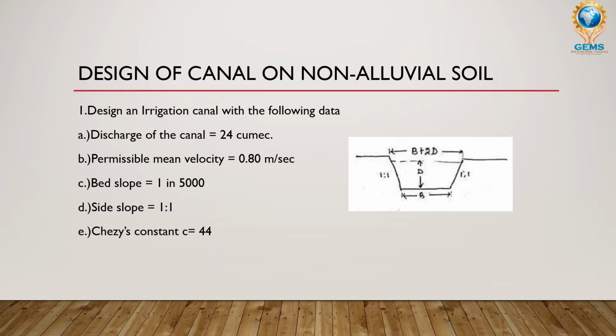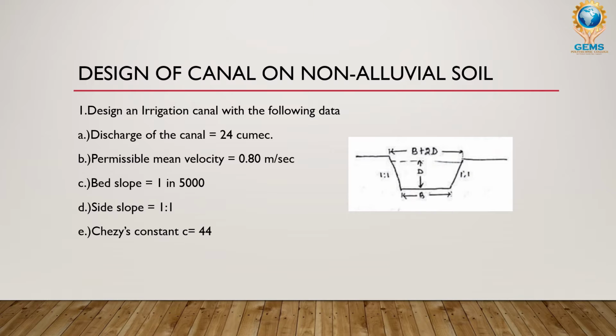This is our problem number 1. We are going to design a canal on non-alluvial soil. For the non-alluvial soil type, we are going to consider a trapezoidal section. Here you can see the canal section, which has a trapezoidal shape, with a depth D and breadth B, and we can see the total length B plus 2D.